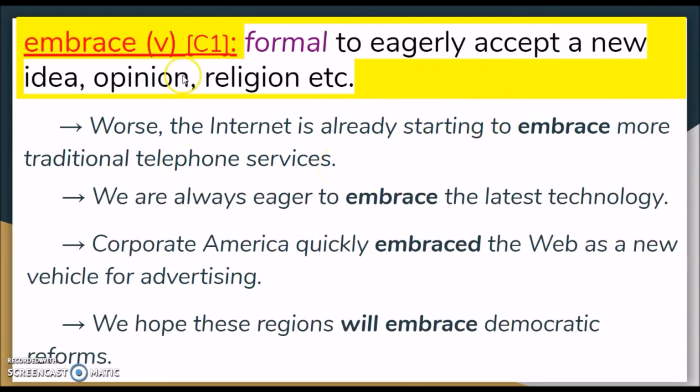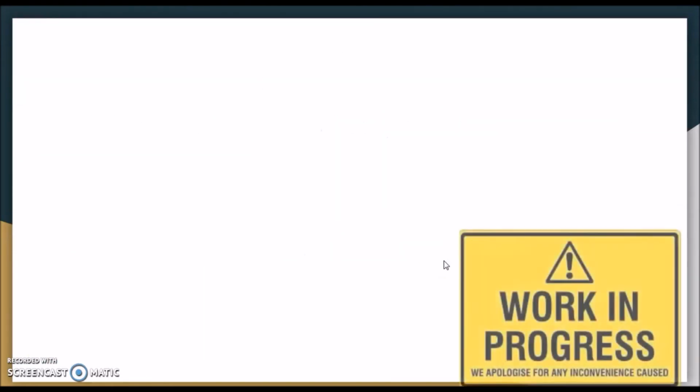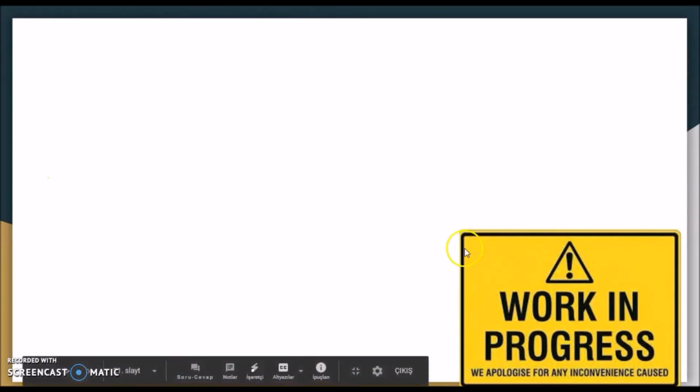Also, accepting. And it's like, we're always eager to embrace the latest technology. Or corporate America quickly embraced the web as a new vehicle for advertising. Okay, so it's like accepted and started as a new way.